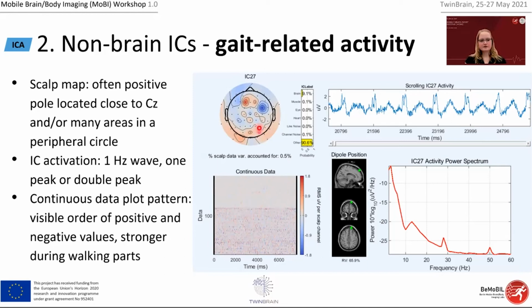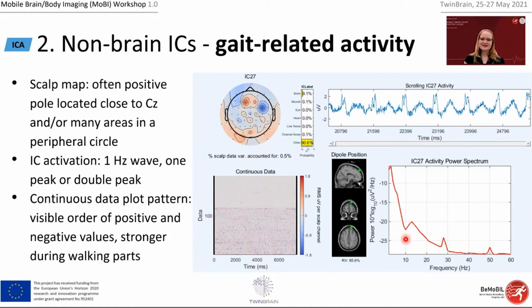Sometimes I have components that are just covering a part, like the beginning of the walking or a later part. So there are differences. It's not always that nice, but usually you can distinguish the walking parts from the non-walking parts if you have gait-related activity in your brain, in your EEG activity, sorry.